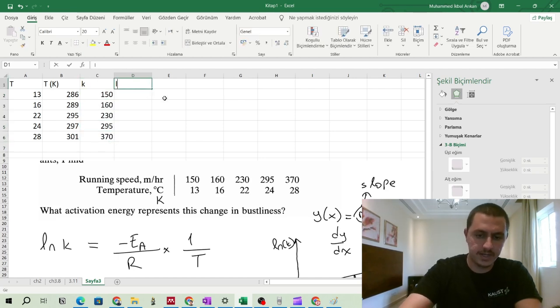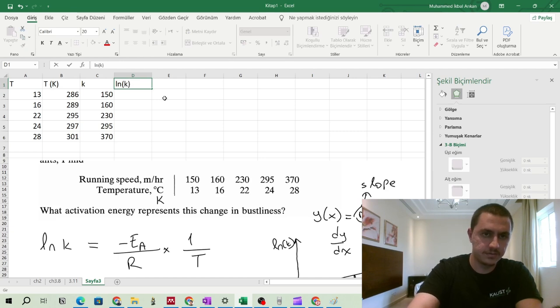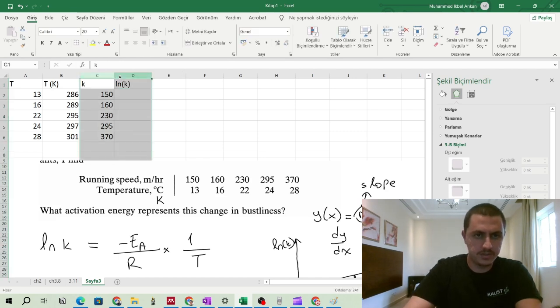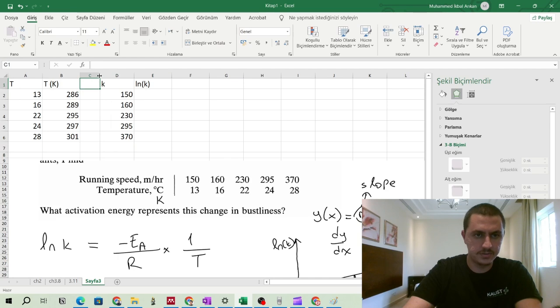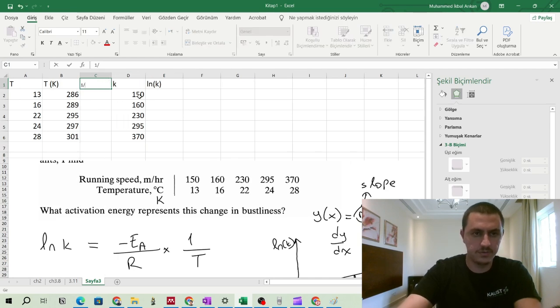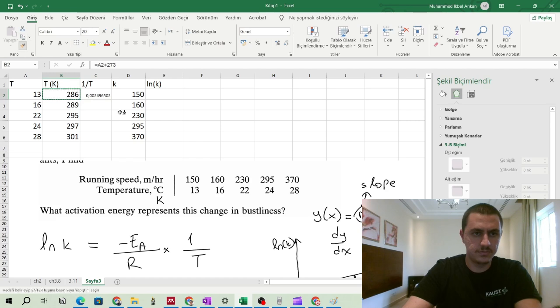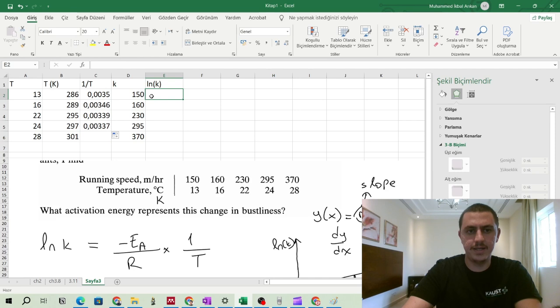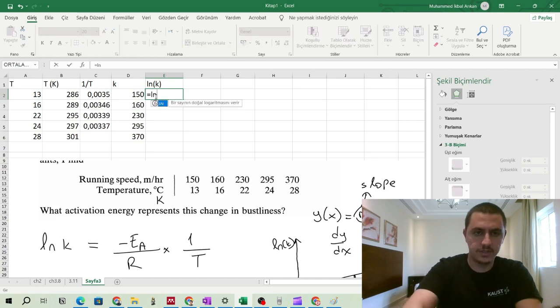But we will also need ln k, right? And we also need 1 over temperature, which is equal to 1 over this value. And we have ln k. You can also get the logarithmic function from Excel.